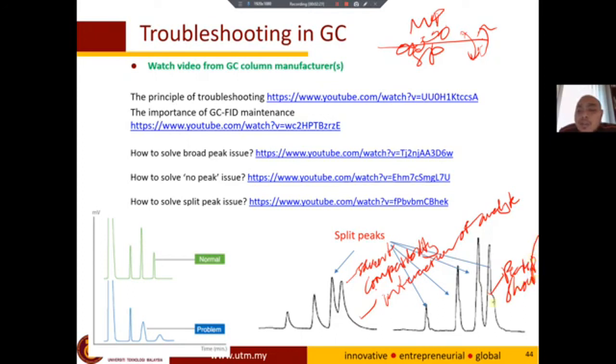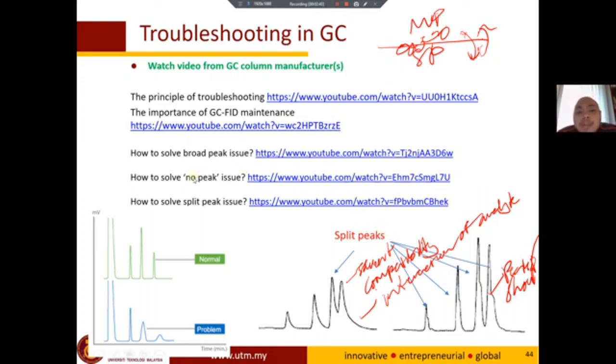Usually I solve this issue by changing my mobile phase. I make my mobile phase much stronger, so it can push the analytes through the column, or absorb the analyte from the stationary phase much better.